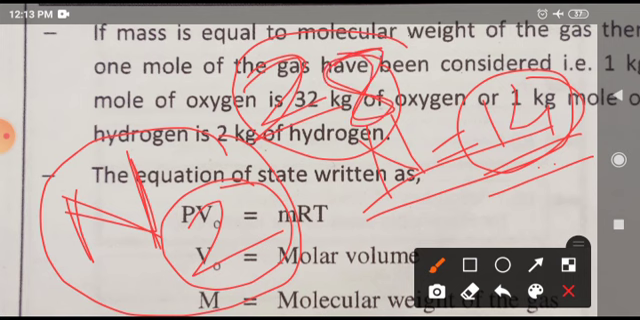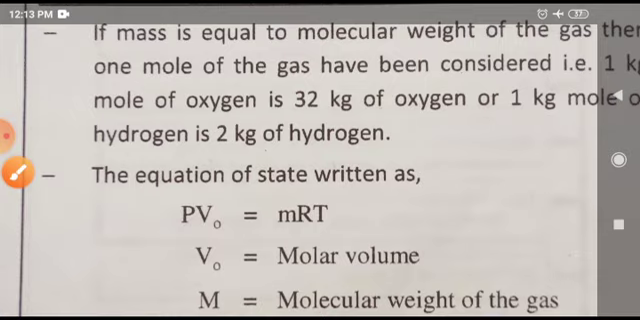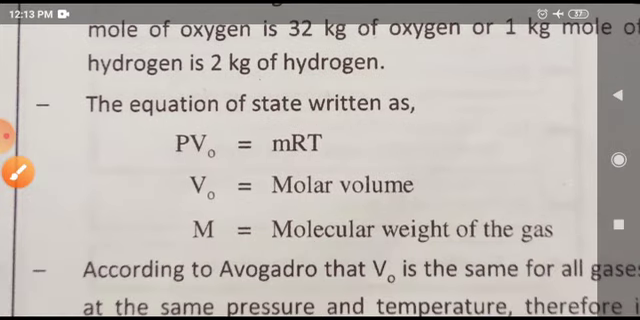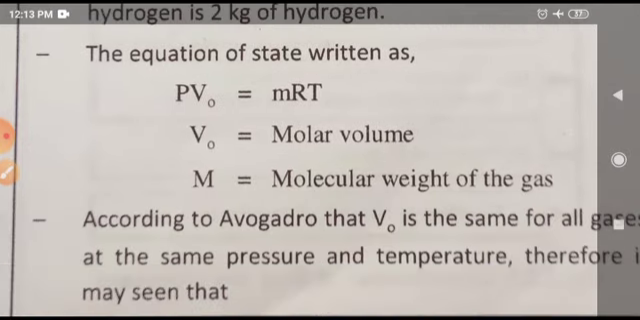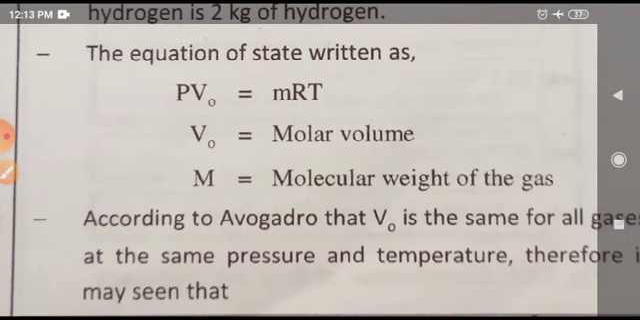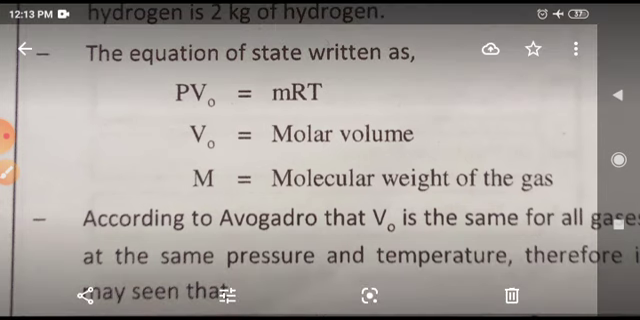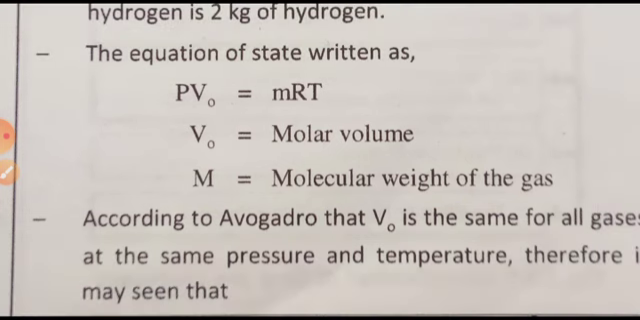But for molar mass you have to take it in kg. Okay, molar mass is in kg. The equation of state is written as PV0 = mR T, where V0 is molar volume and m is the molar weight of the gas. According to Avogadro's law, V0 is the same for all gases at the same pressure and temperature.